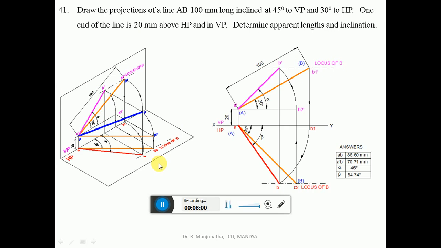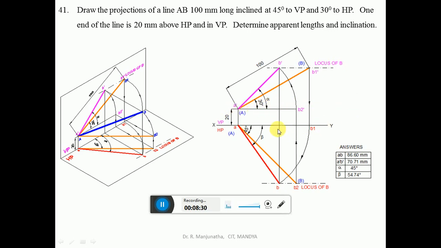Now we are going to transfer the same into two dimensions on the sketchbook. First we are going to draw the XY line, mark XY and write VP and HP. So he says one end of the line is 20 mm above HP. Above HP seen in VP. So from the XY line you measure 20 mm and draw a horizontal line.